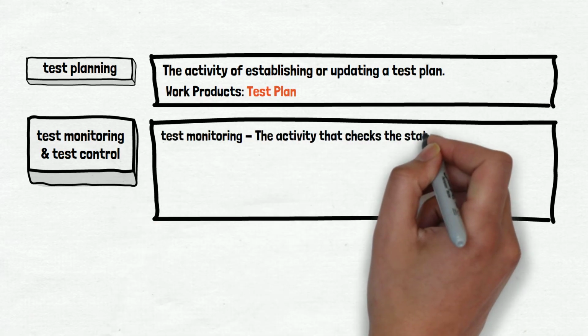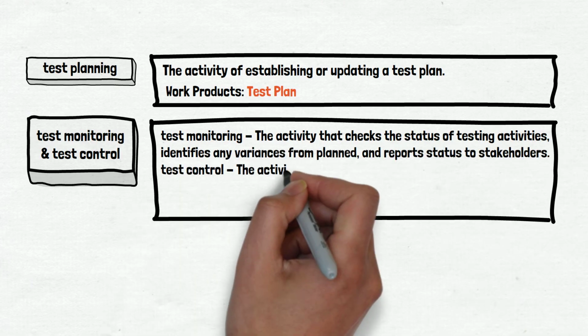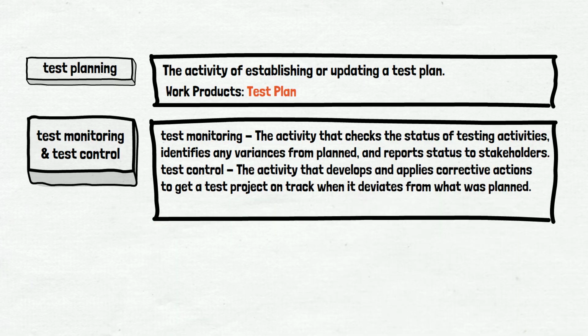Test monitoring, the activity that checks the status of testing activities, identifies any variances from planned and reports status to stakeholders. Test control, the activity that develops and applies corrective actions to get a test project on track when it deviates from what was planned. You can pause the video and read the definitions one more time. These two activities are related to test planning.